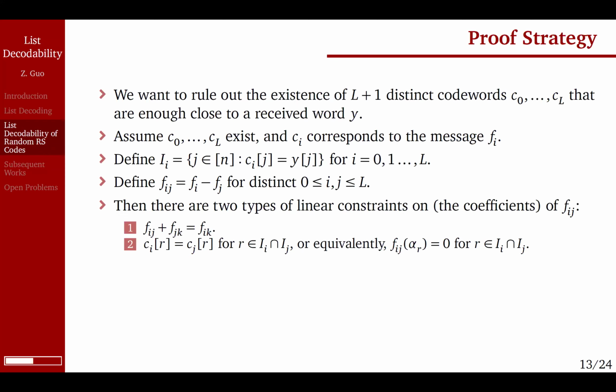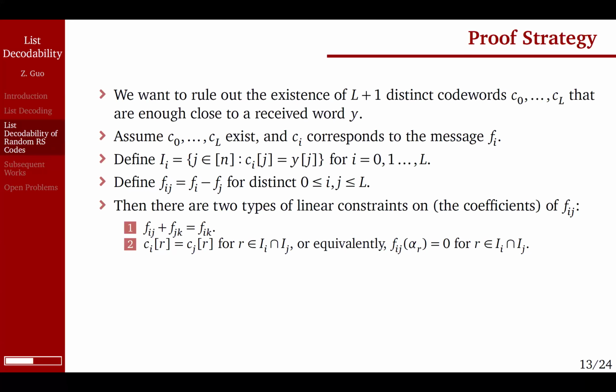The idea is to find linear constraints on the coefficients of Fij. The Fij are polynomials, so we can look at their coefficients. Think of these coefficients as variables. We're going to find linear constraints that these variables have to satisfy. First of all, Fij plus Fjk must be Fik. These are definitions of Fij equals Fi minus Fj, so it's like a cycle relation. There's one type of linear constraint.